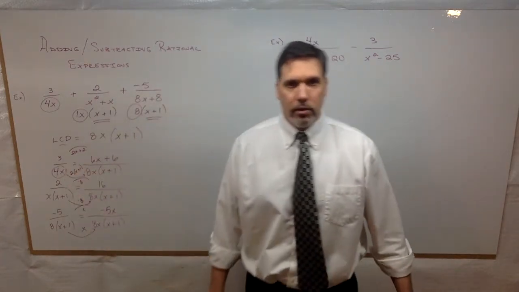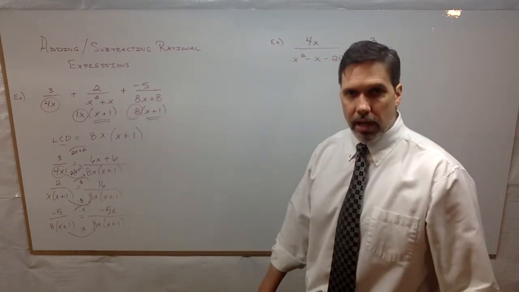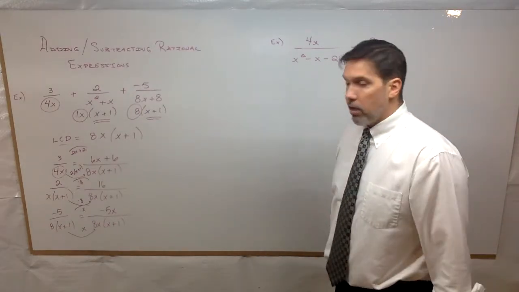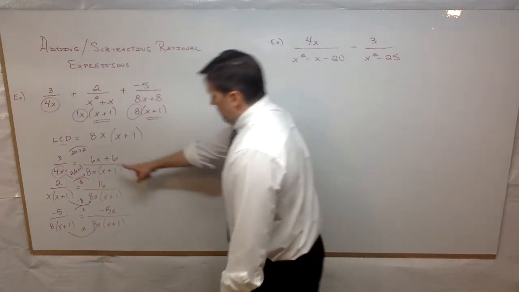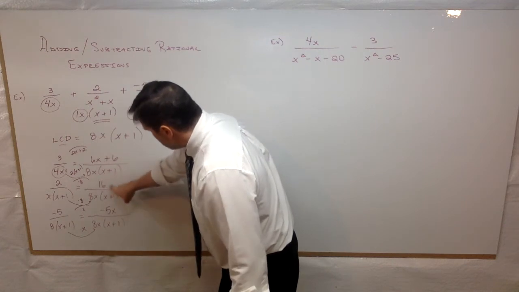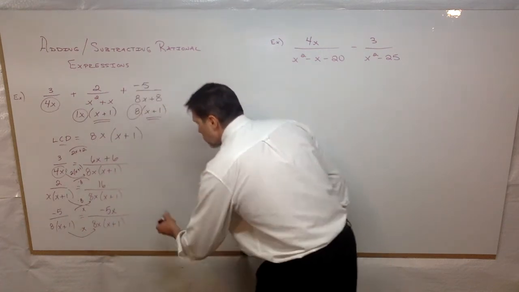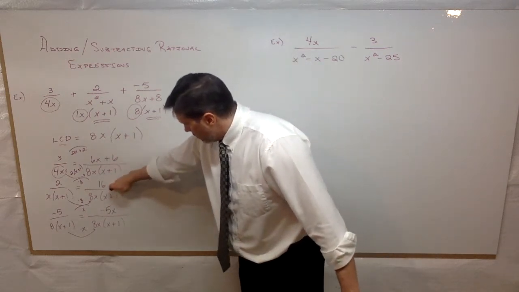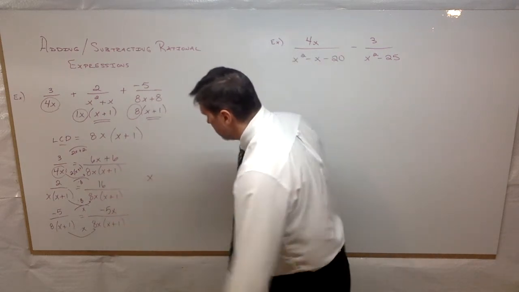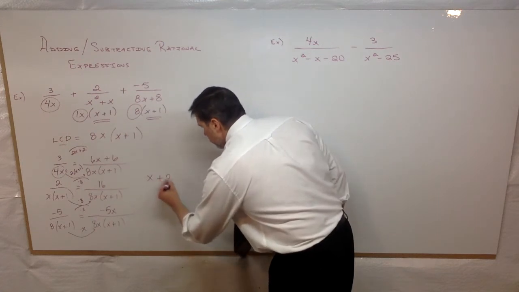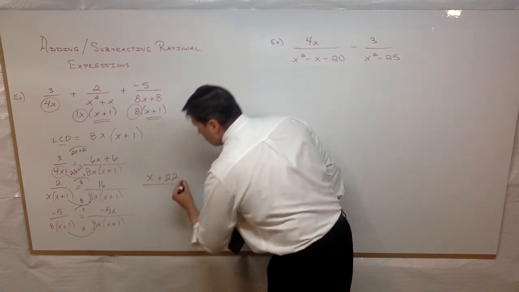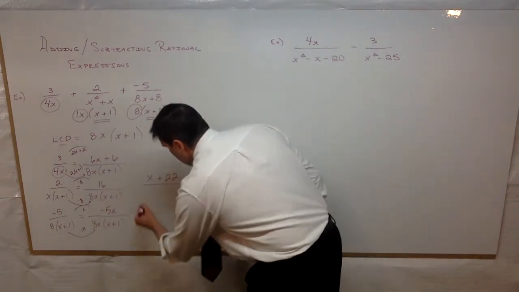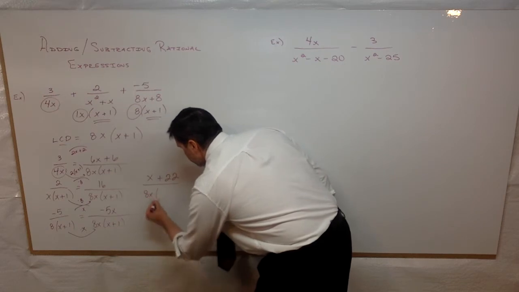Okay, all that's left to do now is to add our numerators together. We'll combine our like terms, the x's with x's, the constants with constants, clean it up, and see what we have. So if we start with the x's, we have a 6x, no x's there, minus 5x. 6x minus 5x is 1x. 6 plus 16 is 22, no constant there, so x plus 22. And then this will be all over our least common denominator, which is 8x times the quantity x plus 1.